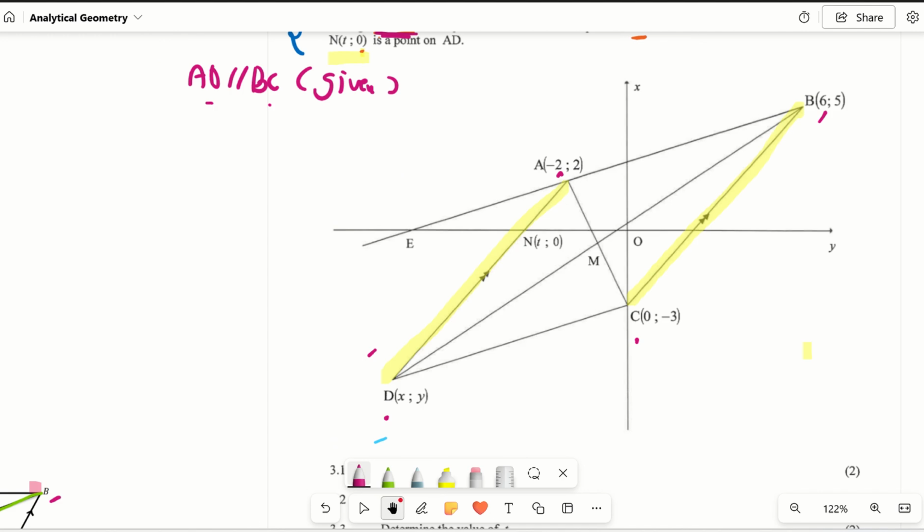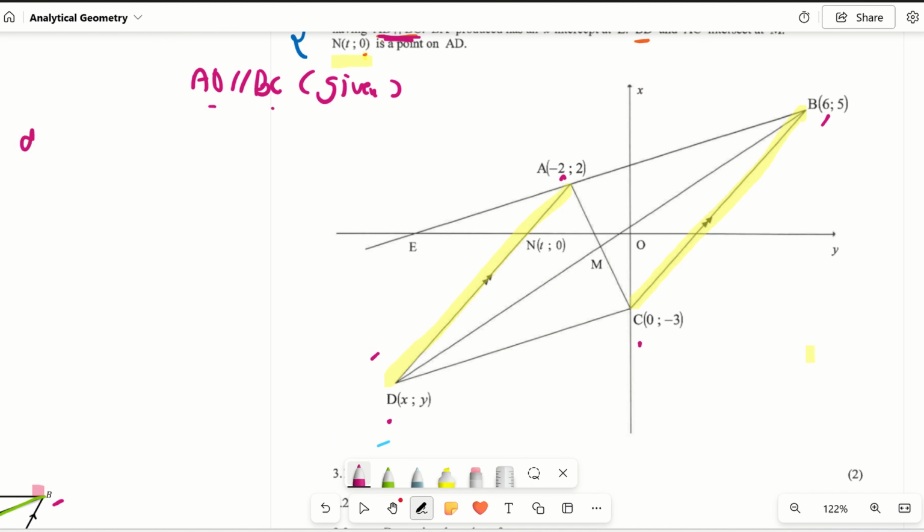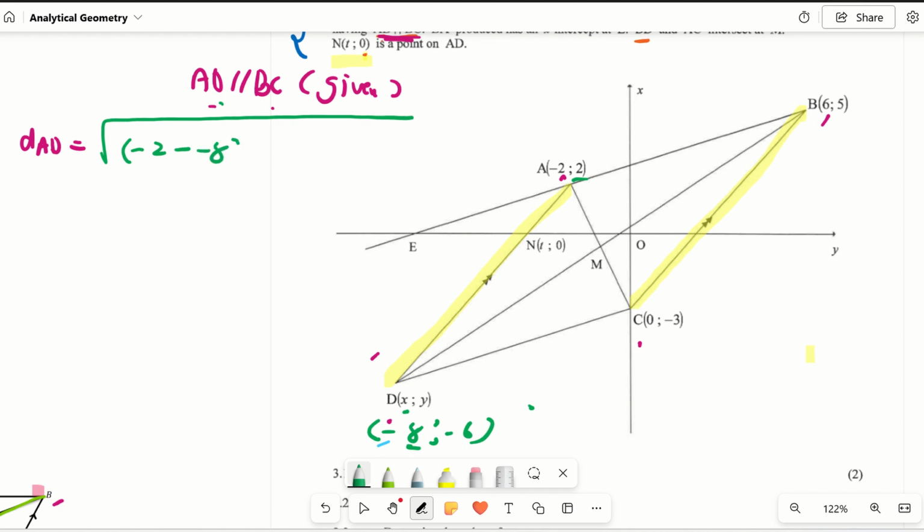Let's go ahead and find the distances. Let's start with the distance of AD. We just substitute immediately. We take our A's as our 2's. So x2 is minus 2 minus x1. The coordinates of D are minus 8 and minus 6. X1 is minus 8. We squared it plus y2 is 2 minus y1 is minus 6 squared.